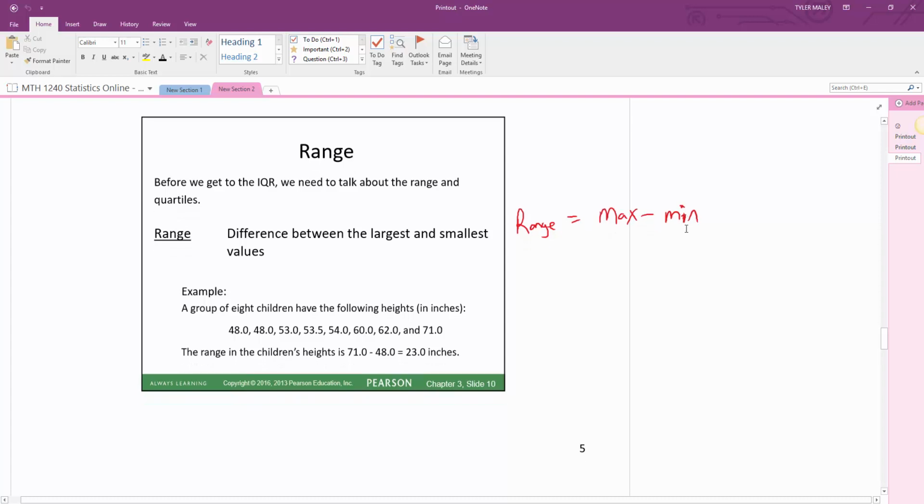So here's just an example. We have a group of 8 children, who have the following heights, and notice that's already in order from smallest to biggest. So this value is my min, and this is my max, right? To find the range, we subtract the maximum minus the minimum, and we get 23 inches, right? So that's known as the range.